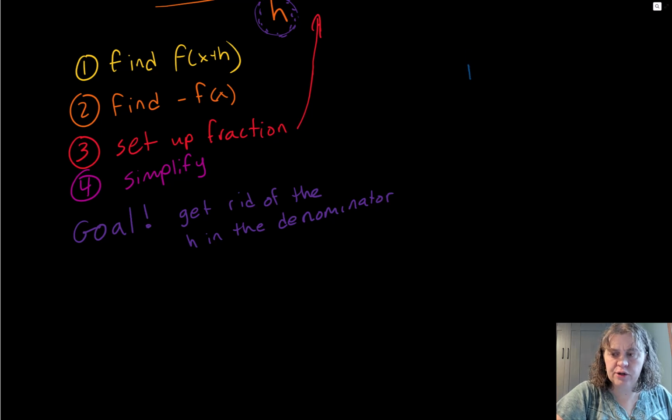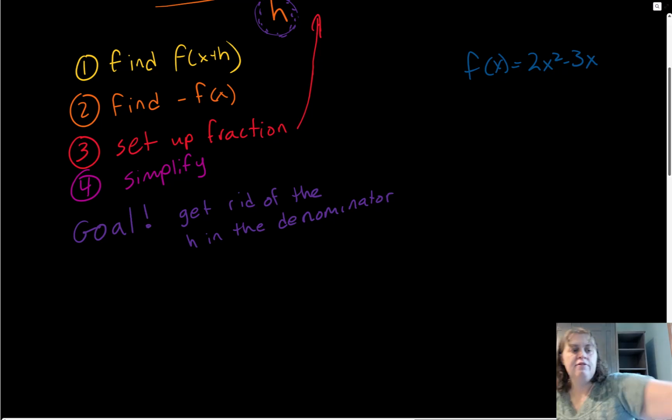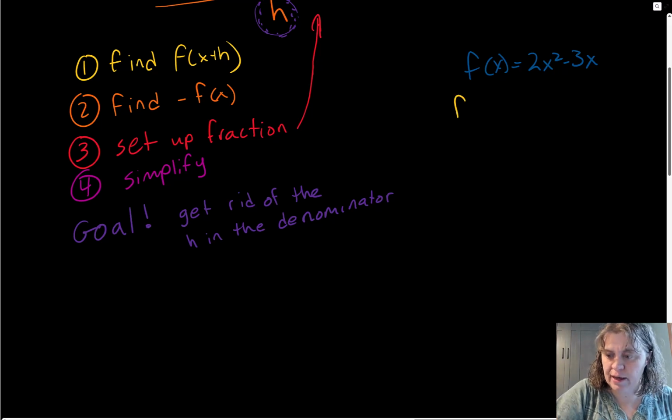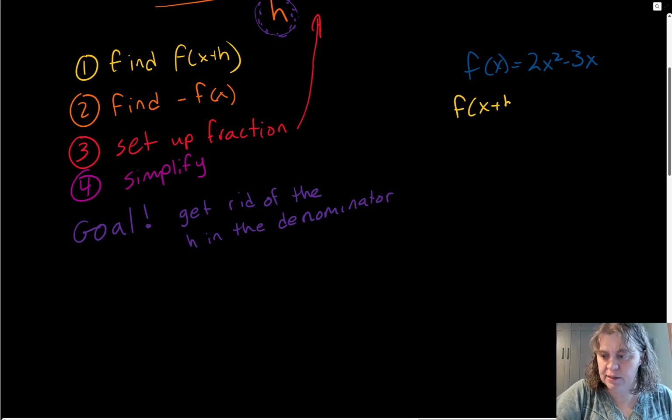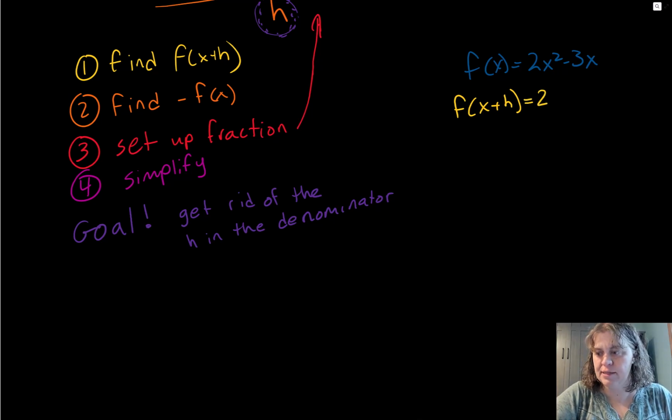On your notes, your first example is we're going to find the difference quotient for the following function. We have f of x is equal to 2x squared minus 3x. So step 1, find f of x plus h. Everywhere I see an x, I'm going to replace it with x plus h inside parentheses.